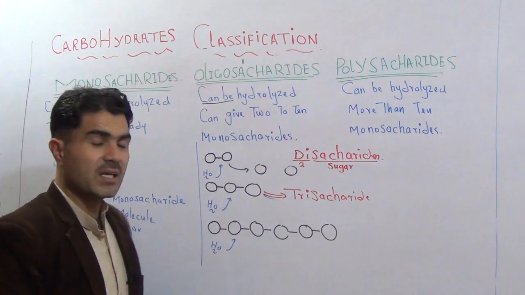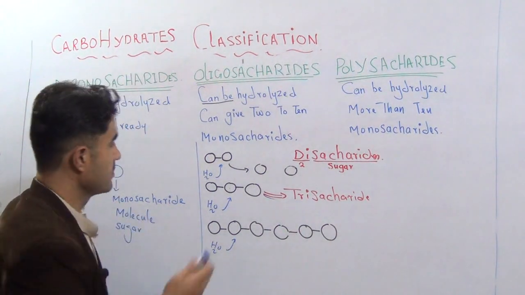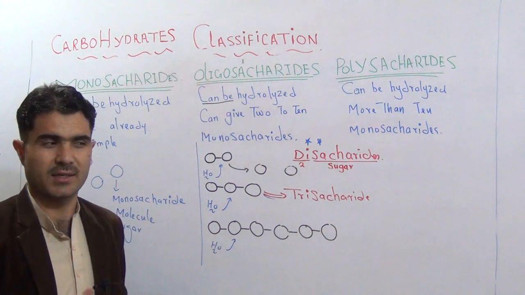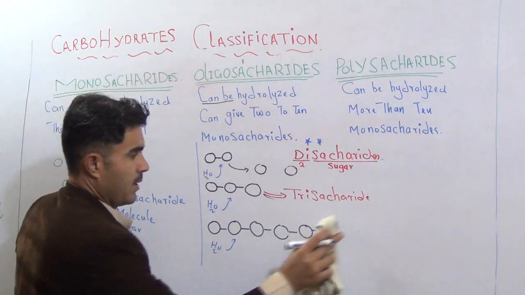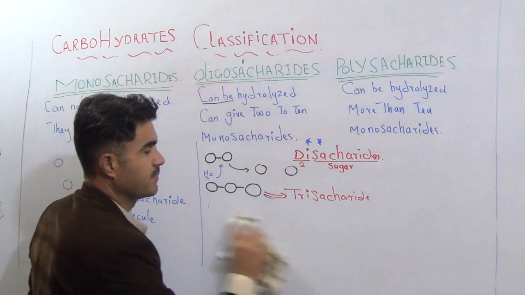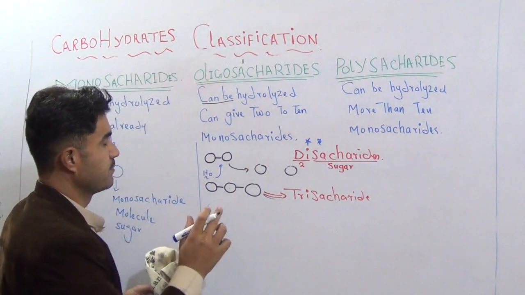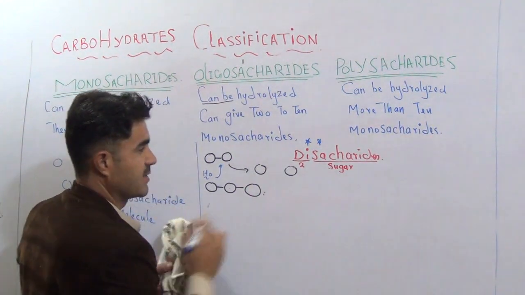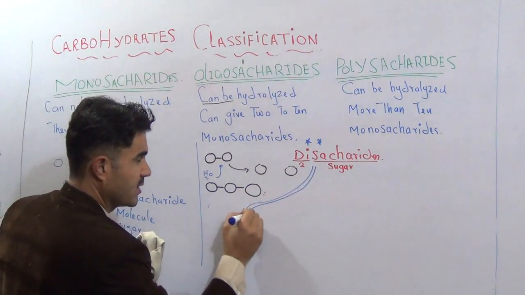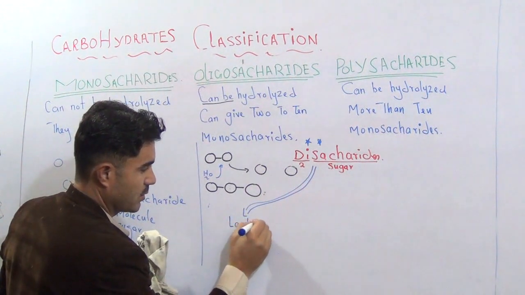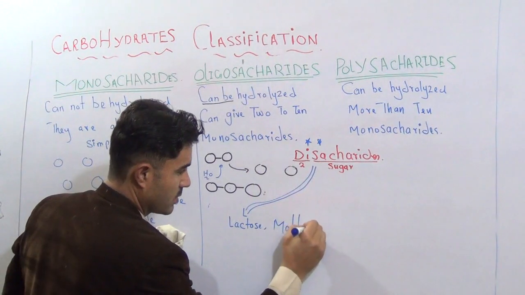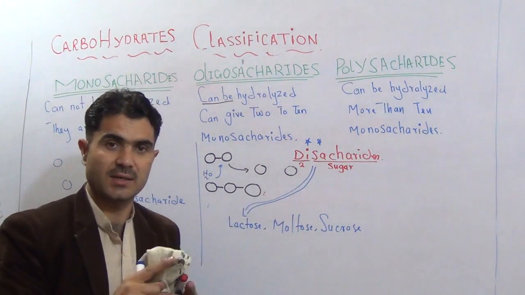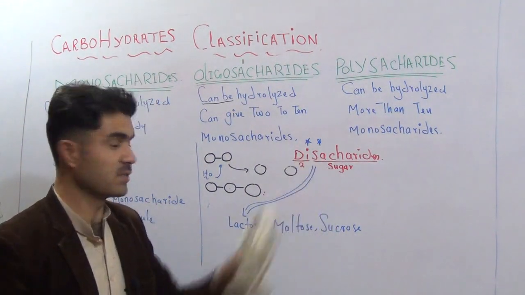In our course, the most important oligosaccharide is the disaccharide. I am going to put a star over it. The disaccharide is the most important. So now I'm going to erase this. And as I told you, we will come to this topic in my next lecture. I'm just going to give you some examples of the disaccharide. These examples are lactose, maltose, and sucrose. In the next part, lactose, maltose, sucrose will be discussed with the help of structure, right?